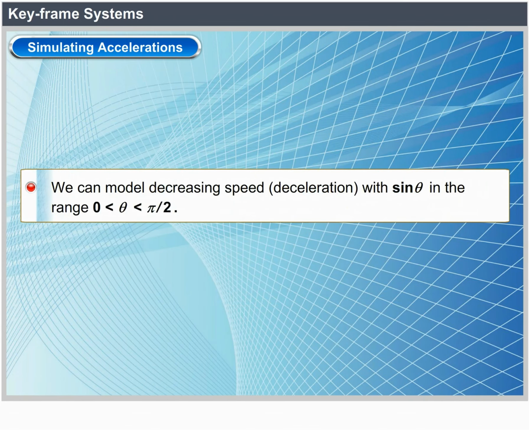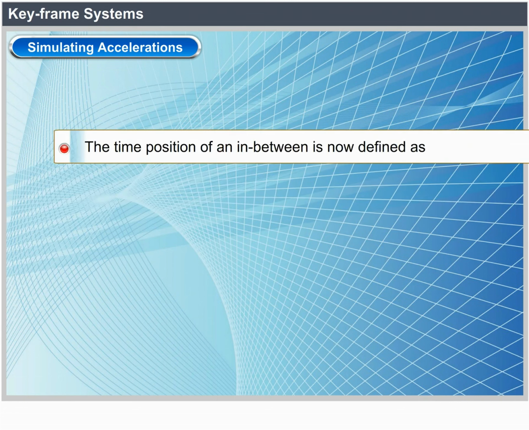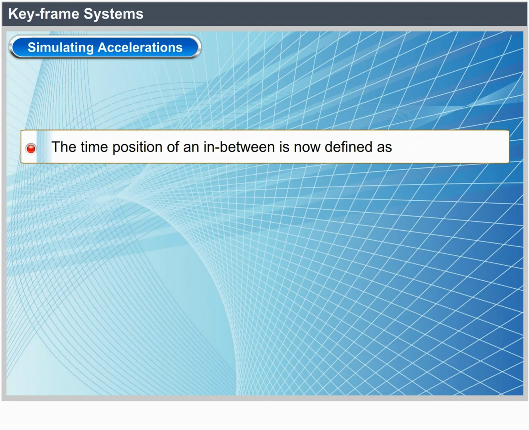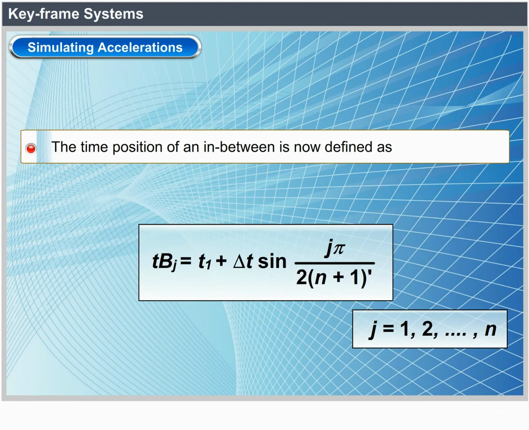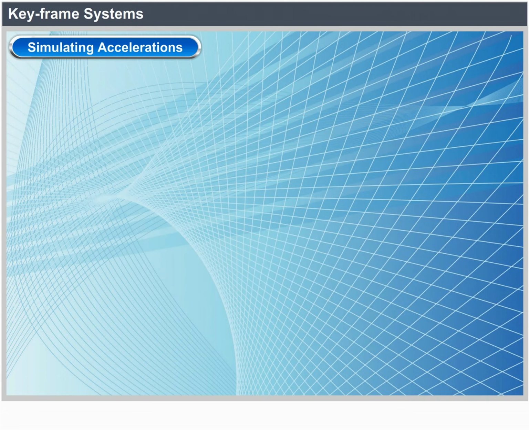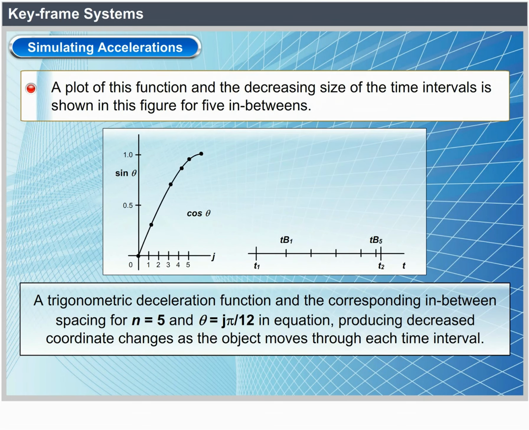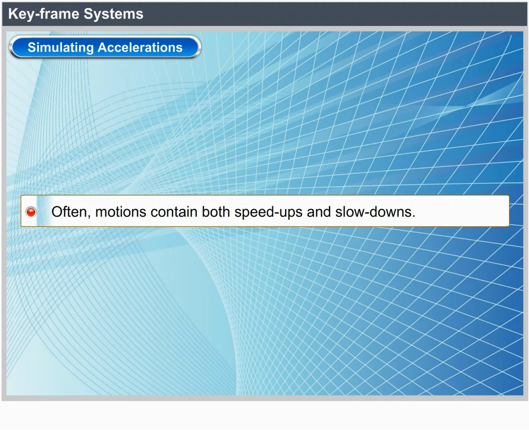We can model decreasing speed, deceleration, with sin theta in the range theta lying between 0 and pi by 2. The time position for an in-between is now defined as t_bj equals t1 plus delta t times sin(j pi over 2(n plus 1)), where j equals 1, 2 and so on up to n. A plot of this function and the decreasing size of the time intervals is shown in this figure for 5 in-betweens. Often, motions contain both speedups and slowdowns.